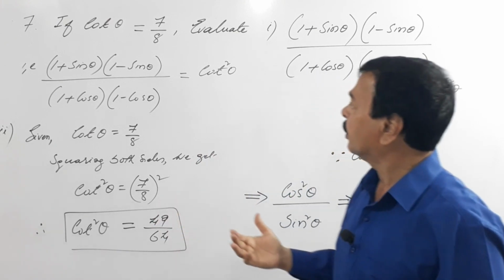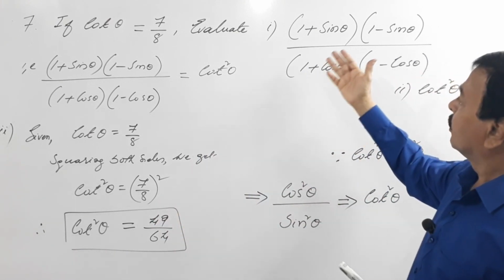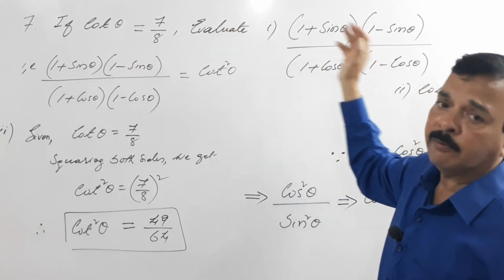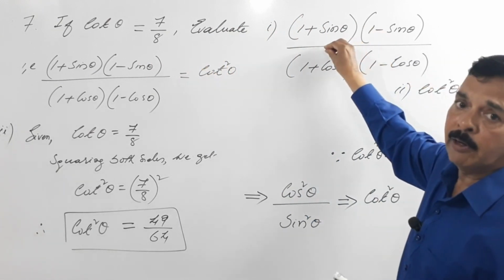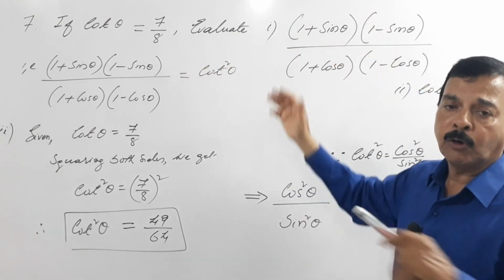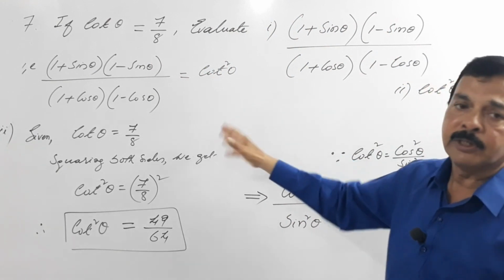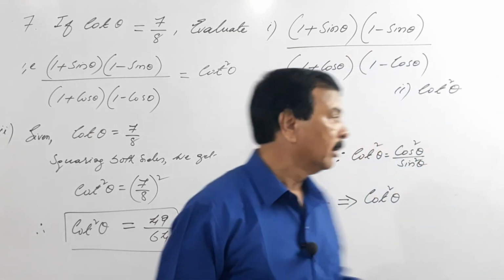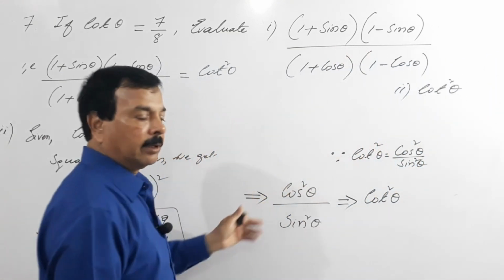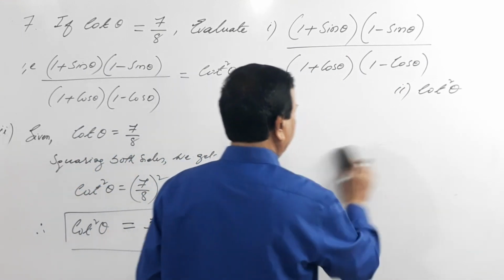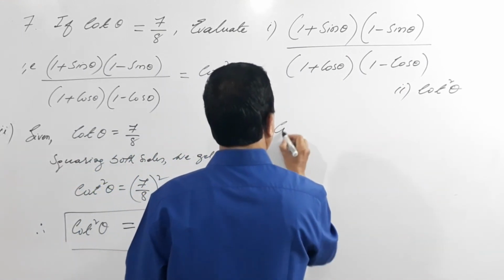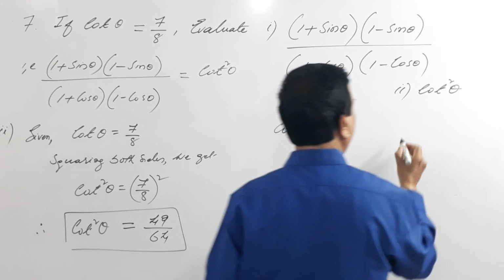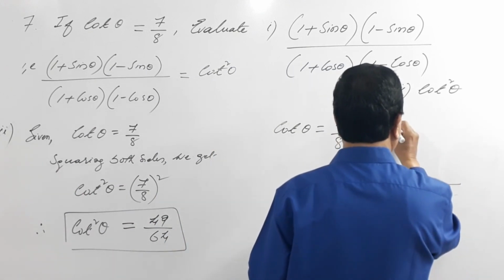I have seen some people, what they do, they take cot theta, use the Pythagorean theorem, find the values of sin and cos, and substitute the values and try to make a big mockery out of it. On the contrary, I have shown you the simplest way. Imagine another method of doing it. Cot theta is how much? That is 7/8.